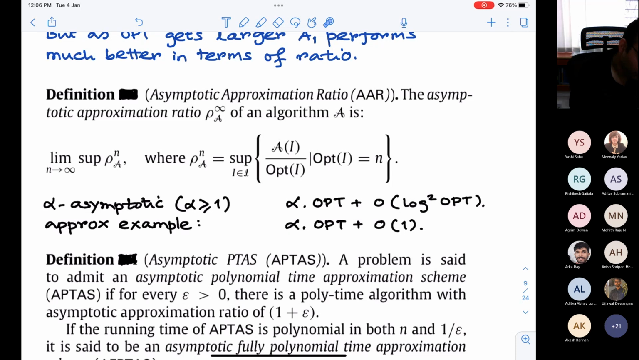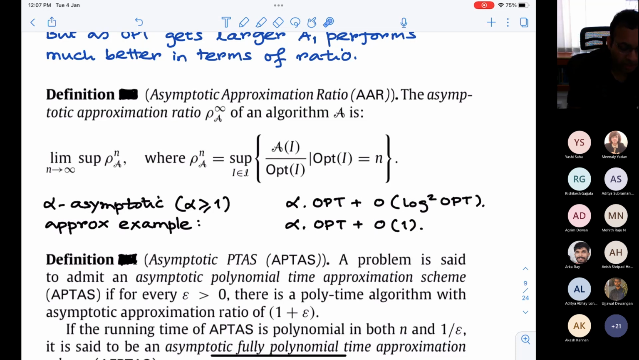So think of one example. Let's say the approximation guarantee that you get is alpha times OPT plus some constant. So then what is the approximation ratio? As OPT grows and goes to infinity, this constant is very small compared to OPT. So you can ignore the constant and just focus on OPT, and the ratio you get is alpha. So in this case, the asymptotic approximation ratio is alpha.